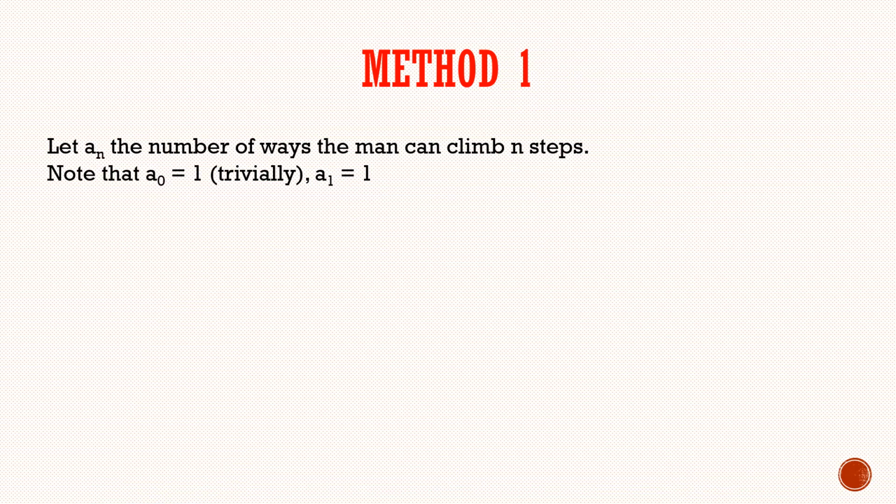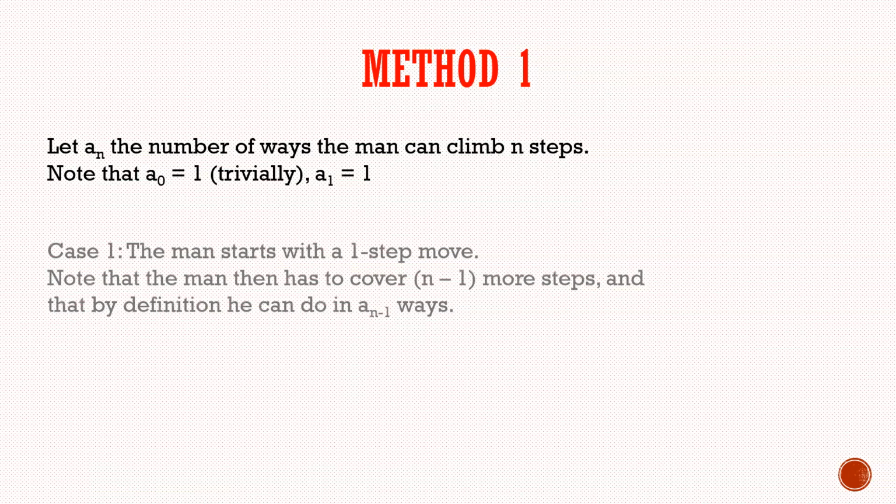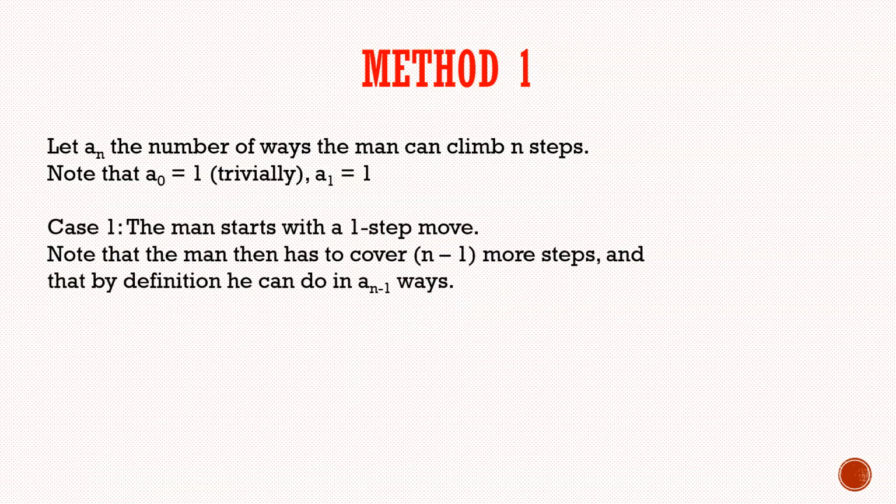For n greater than or equal to 2, we divide the counting into two cases. Case 1. The man starts with a one-step move. Notice then that the man would have to cover n minus 1 more steps, and the constraint that he can do so by only one step or two steps at a time holds as well. So by definition, he can do it in a_{n-1} ways.